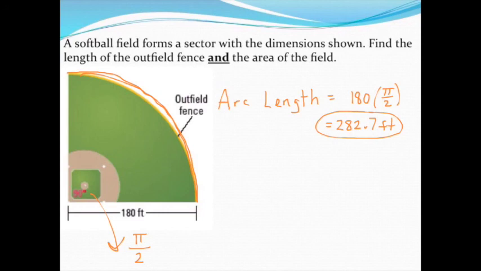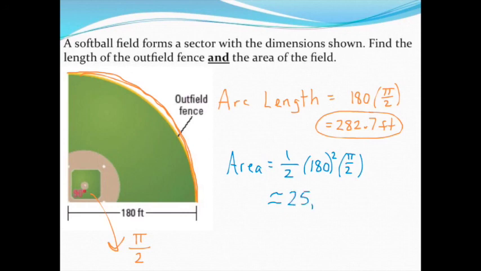Okay, next up, they asked me to find the area of this entire field. Well, the area of this sector is equal to 1/2 times the radius of the circle. Well, it's not a full circle, but I can see its radius is 180 squared, and then again times my angle, but that angle must be measured in radians, which is pi over 2. So using a calculator to find 1/2 times 180 squared times pi over 2 gets me an approximate area of this baseball field of 25,446.9, and since this is area, that would be feet squared.